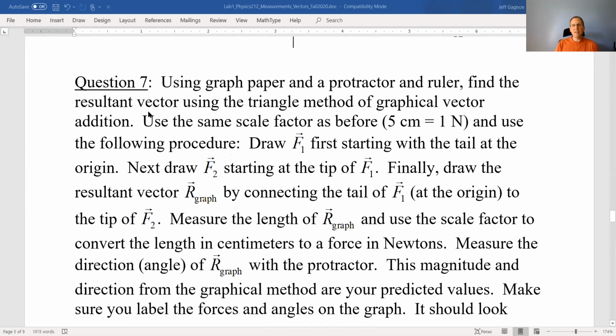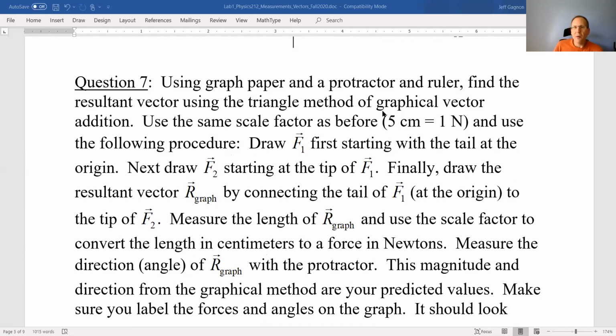Okay, question 7. Using graph paper again and a protractor and ruler. By the way, if you don't have graph paper, you can always go online and do a Google search for graph paper PDF, and there's many free versions of graph paper that you can just download and print.